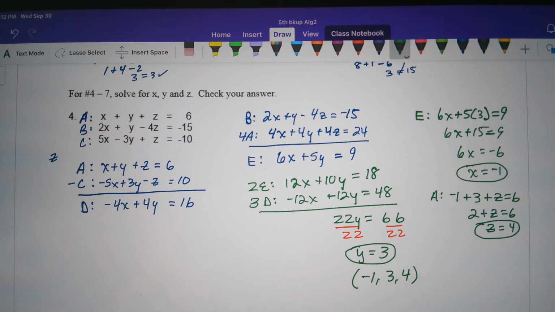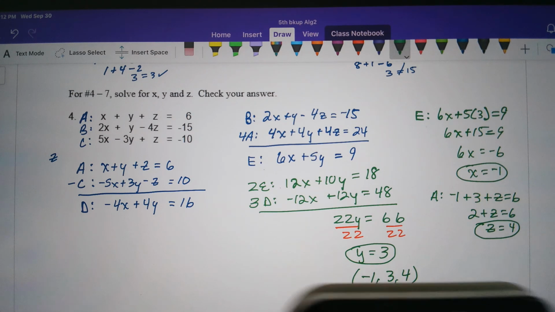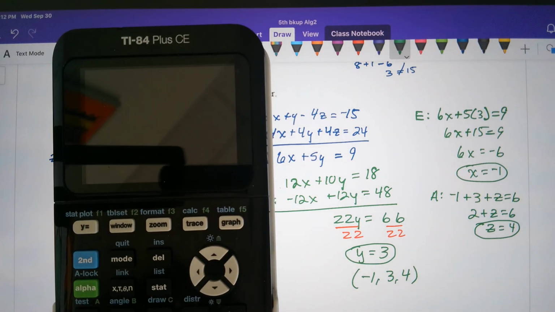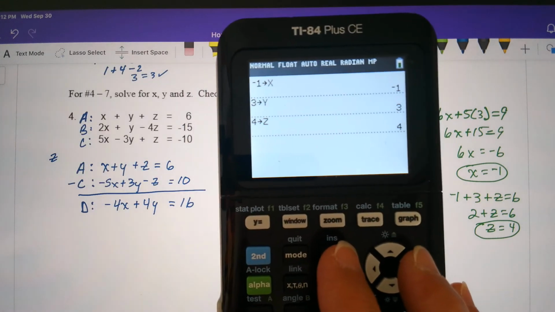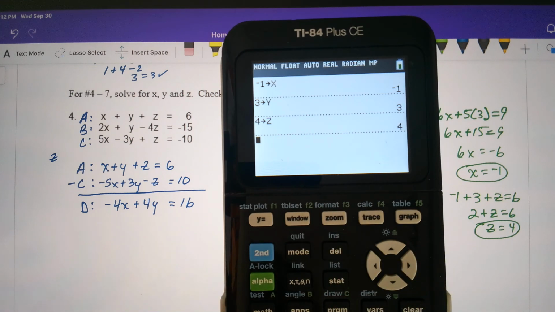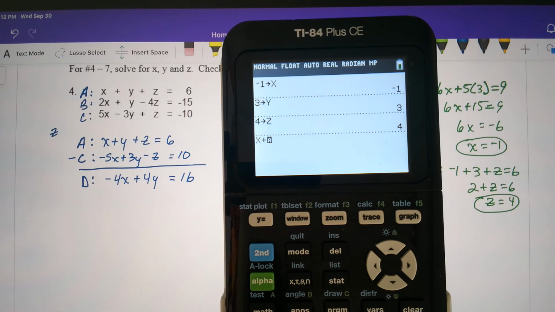Now before I circle that answer, I'll go to the calculator, and I'll use the calculator to check. So I'm taking negative 1 and storing for x, 3 storing for y, alpha 1, 4 store for z, enter, and now the first equation, x plus y plus z. Does that equal 6? Yes, it does. So that checks.